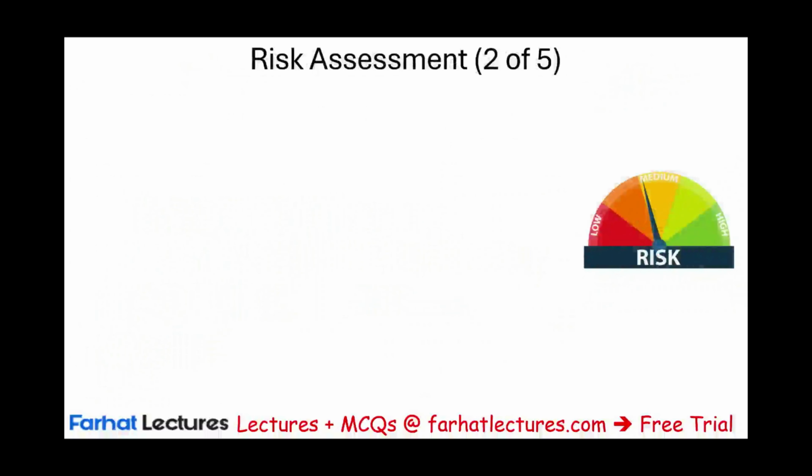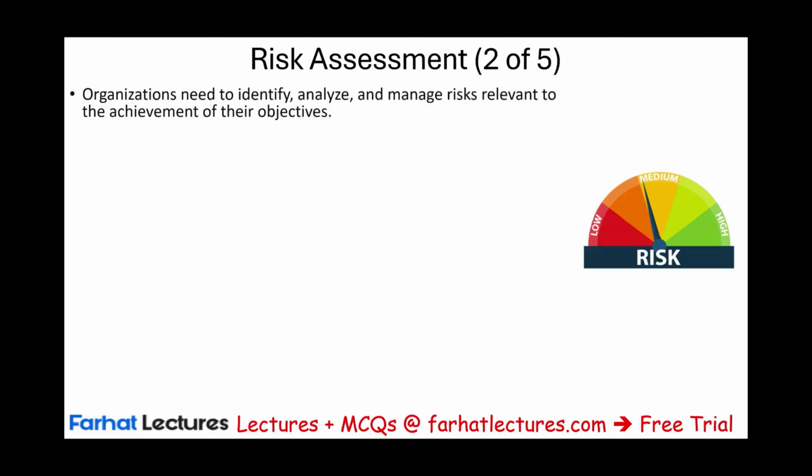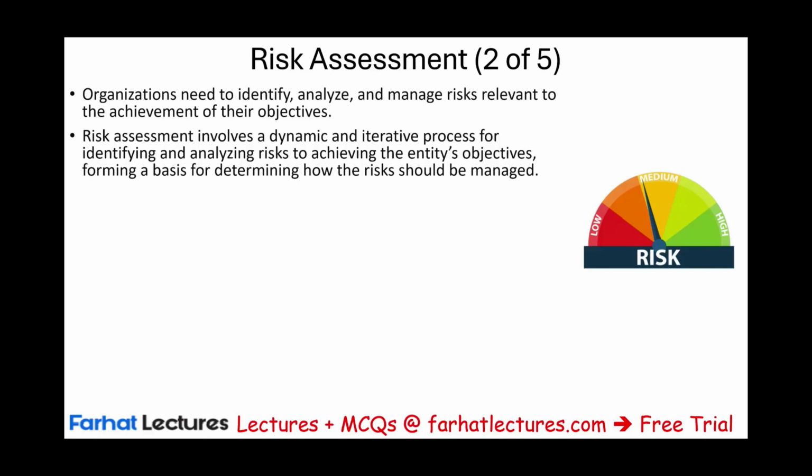Let's move to the second component, which is risk assessment. So component 2 of 5, risk assessment. Organizations need to identify, analyze, and manage risk relevant to the achievement of their objectives. So risk is anything that's not going to allow you to achieve your objective. Anything that's an obstacle is a risk for you. Risk assessment involves what? A dynamic process to identify. You want to look at your risk, analyze your risk, and form a basis in determining how risk should be managed. What should you do? How can you reduce the risk so the risk is low? So first you identify the risk and you deal with it.